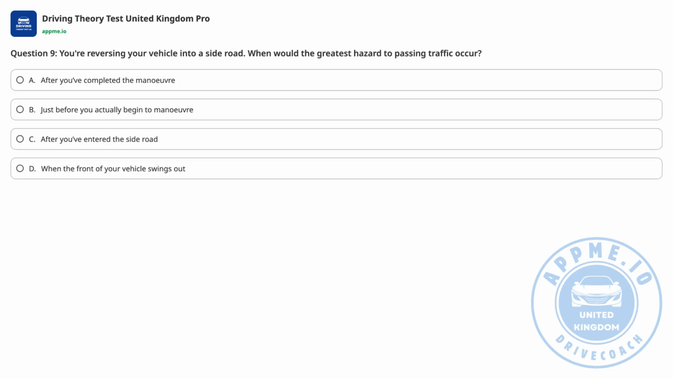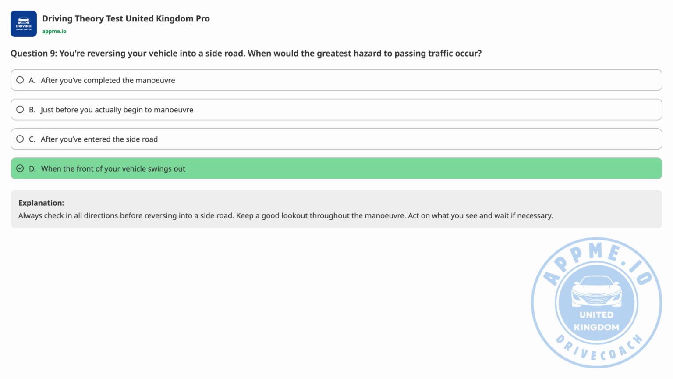Question 9. You're reversing your vehicle into a side road. When would the greatest hazard to passing traffic occur? A. After you've completed the maneuver. B. Just before you actually begin to maneuver. C. After you've entered the side road. D. When the front of your vehicle swings out. The correct answer is D.